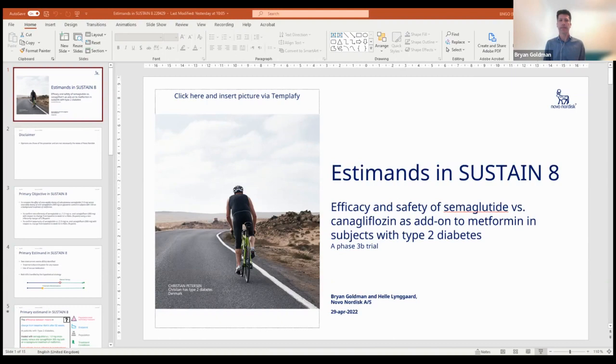It's a trial in type 2 diabetes. It was a phase 3B trial comparing one of our products, semaglutide, against a competitor product called canagliflozin. It's a bit of a mouthful. As an add-on to first-line therapy. These slides are joint work between myself and Helle Lundgaard, who's also a statistician here at Novo Nordisk, who's really been driving a lot of the work going on in the Estimand framework.